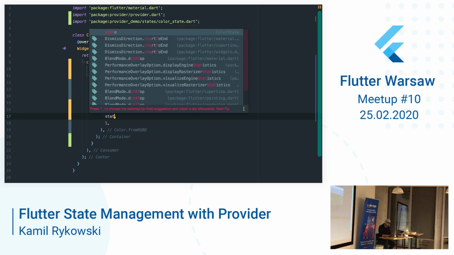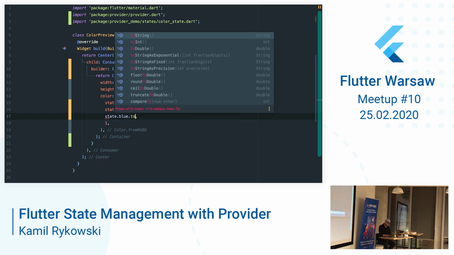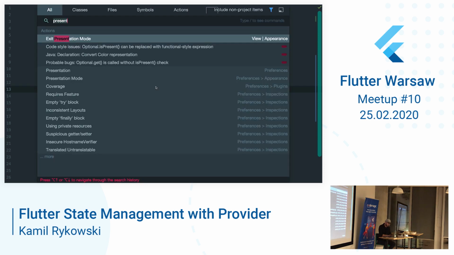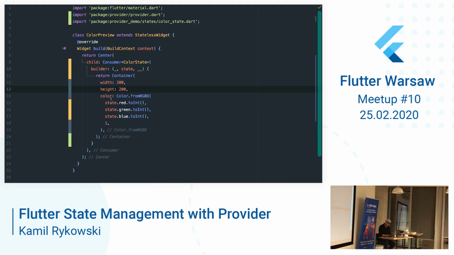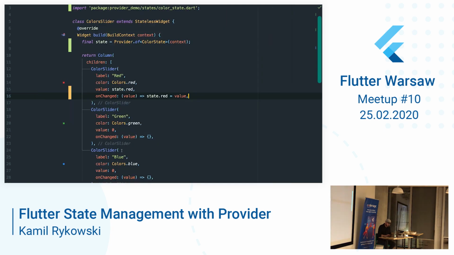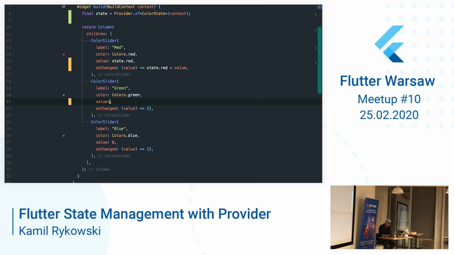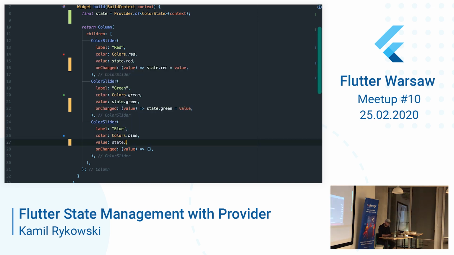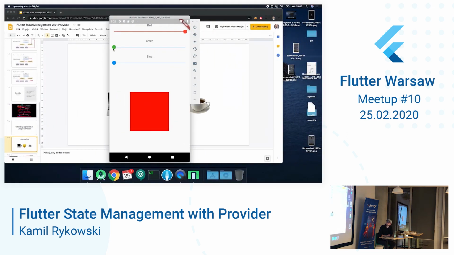So I'm providing all other colors here. I'm providing the preview from all the colors. The changes in here are that the green value is a state.green and the state green is equal to value, and the blue is the same thing. Its value is a state.blue, and on each change, I need to change my blue to a new value. And this time, probably the hot reload should work good enough.